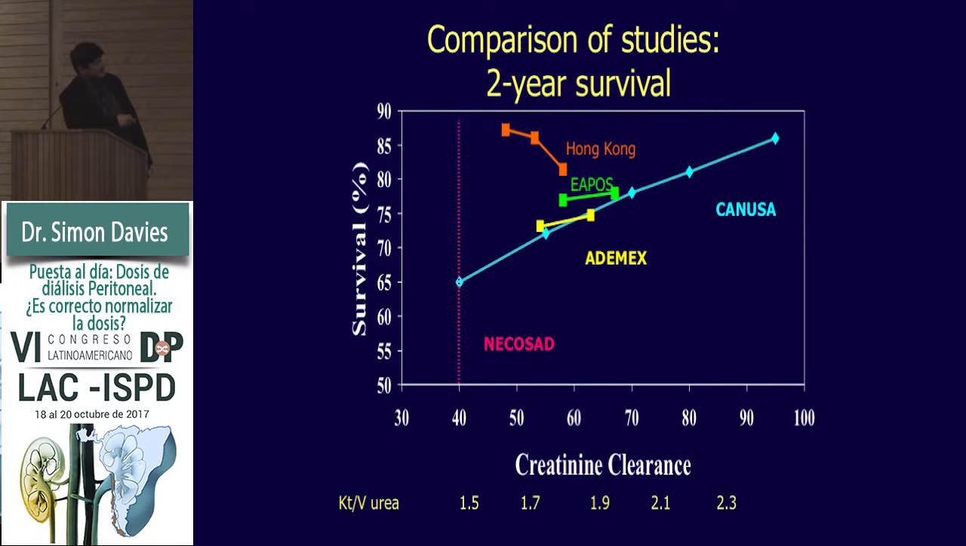And of course, there's also the NECOSAD group, which seemed to define a much worse outcome at really low levels of clearance, less than a Kt/V of 1.5 or a clearance of 40. So the decision was made to draw the line here. This is the minimum dose that you should be considering, and this is based upon what one would consider the safe minimum that we so far know about. Of course, it's possible that patients may manage with a dialysis dose that is lower than that, but nobody knows the answer to that question because it's never been tested in a formal trial.